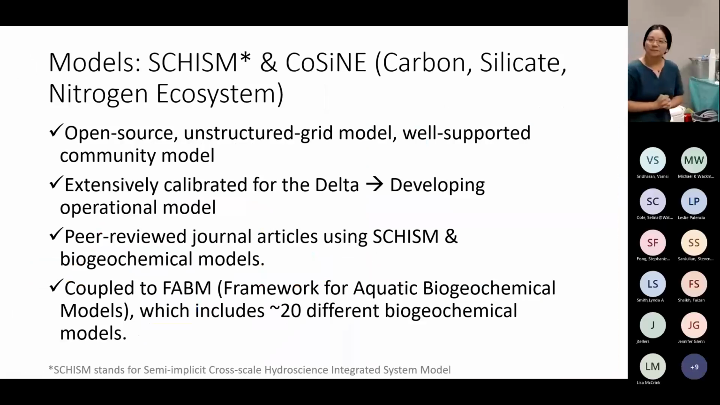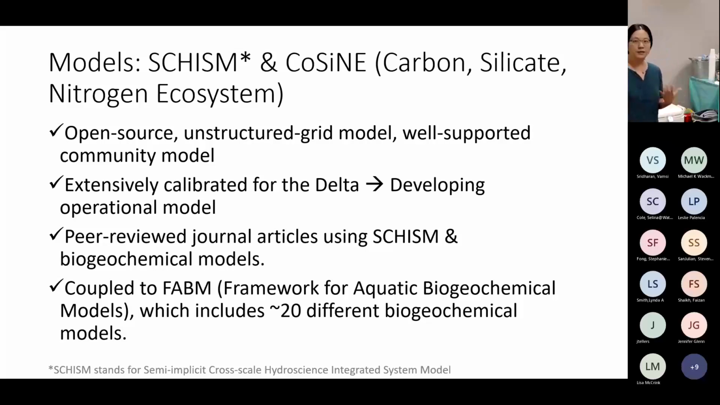So the specific modeling platform we're using is called SCHISM-CoSiNE. SCHISM stands for semi-implicit cross-scale hydroscience integrated system model, and CoSiNE stands for carbon, silicate, nitrogen ecosystem. Here is a list of reasons we chose this particular platform. First is that it is open source. It's an unstructured grid model, so it's very well suited for the irregular geometry of our system. It's also a very well supported, community-based model, supported by the Virginia Institute of Marine Science.